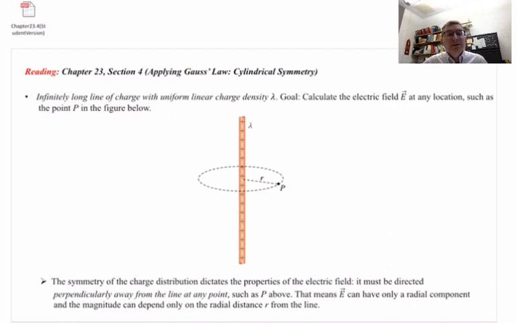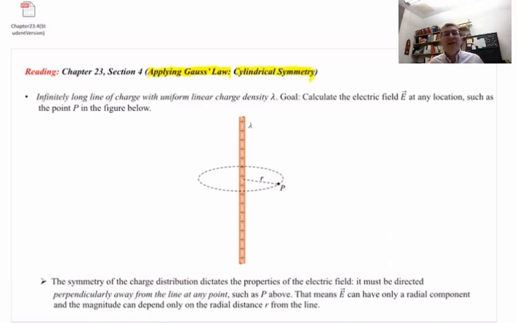Welcome back. This is video lecture 23.4, and we're going to talk about section 4 in chapter 23, in which we start applying Gauss's law to calculate the electric field created by a distribution of charge. And we're going to focus in this section on a charge distribution that's shaped like a cylinder.